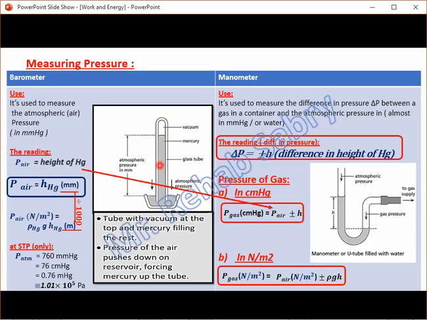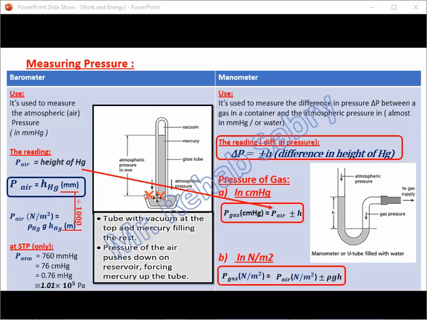Concentrate well. This column of mercury presses that point. Look at that point here. The pressure above this point is the pressure of mercury only, nothing else. But the pressure above this other point, which is along the same horizontal level with it, is the pressure of what? Here there is air.